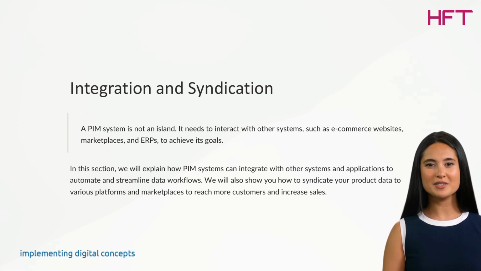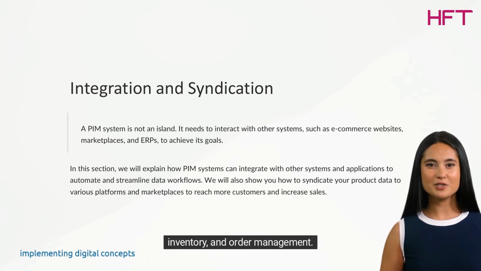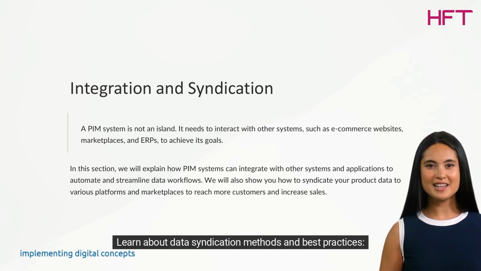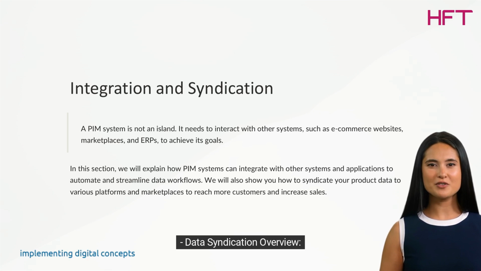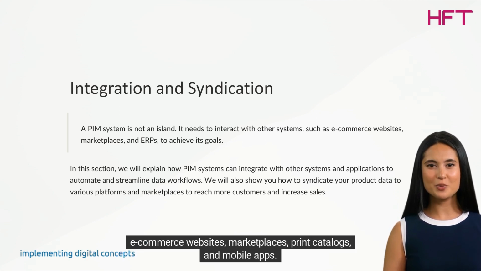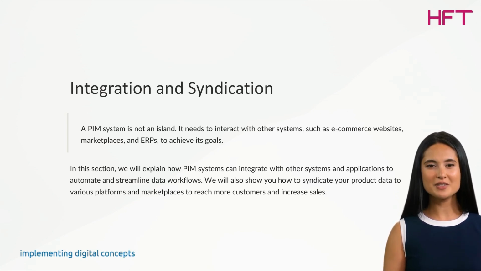Common integration points. Familiarize yourself with common integration points for PIM systems, such as product catalogs, pricing, inventory, and order management. Learn about data syndication methods and best practices. Data syndication overview. Data syndication is the process of distributing product information to various sales channels, including e-commerce websites, marketplaces, print catalogs, and mobile apps. Understand that syndication ensures that consistent and up-to-date product information is available across all customer touchpoints.